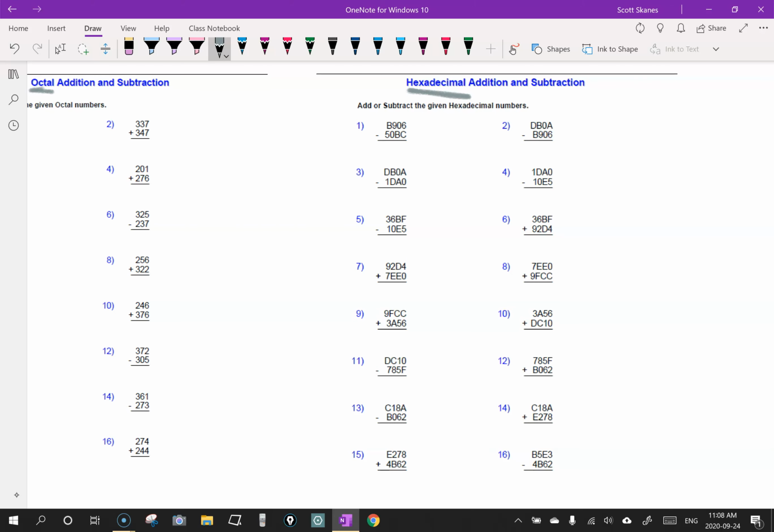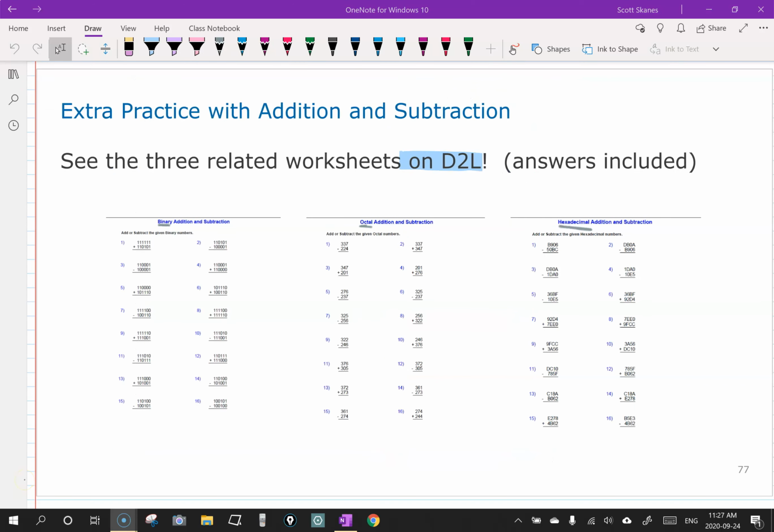If you were to do all of these problems, no one's going to be able to touch you for this stuff. You're going to be king of the addition and subtraction of number systems. Boom, I'm over here now.